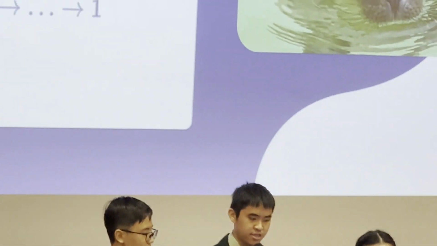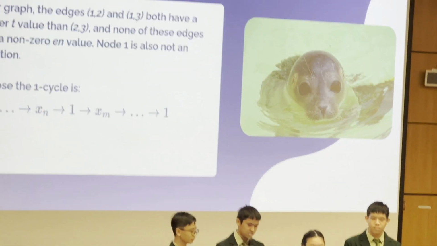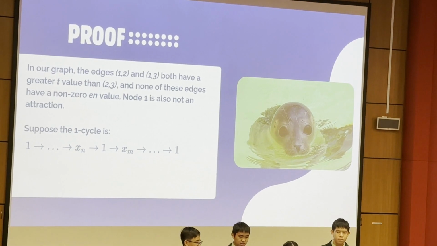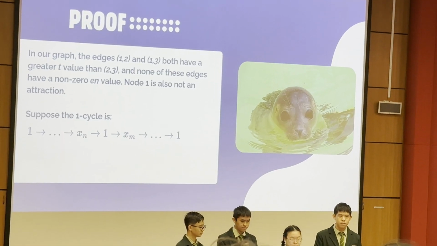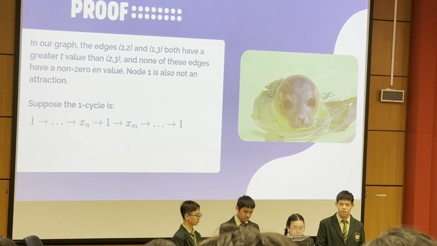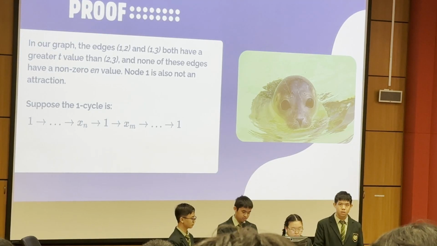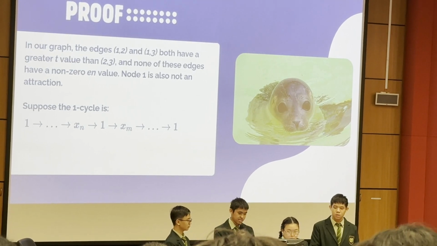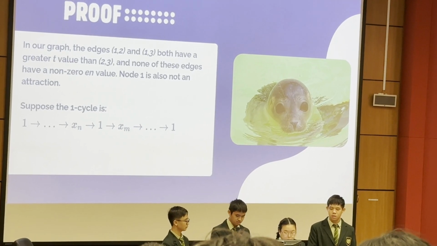To set the context, the time of the edges 1-2 and 1-3 both have a greater time value than 2-3, and also none of these edges have a non-zero enjoyment value. Additionally, node 1 is also not an attraction. Suppose the one cycle taken is an arbitrary sequence of nodes as shown on the slides, where xn and xm are either nodes 2 or 3.